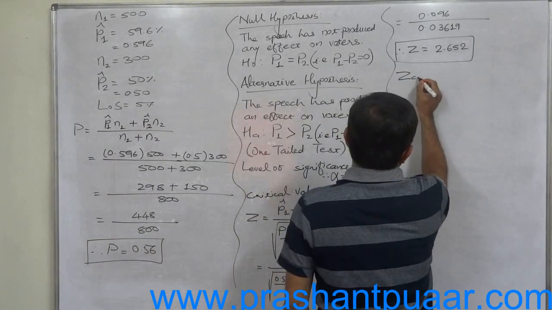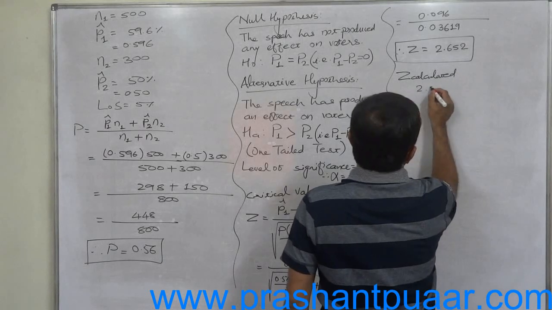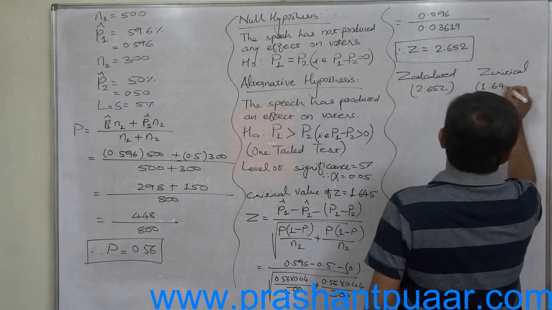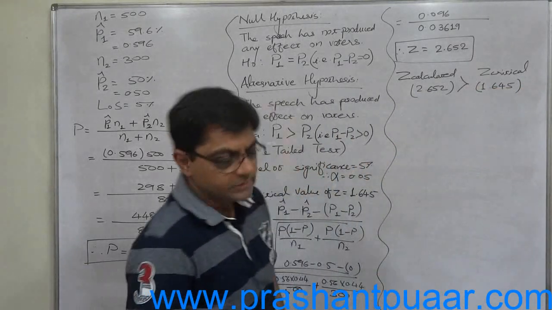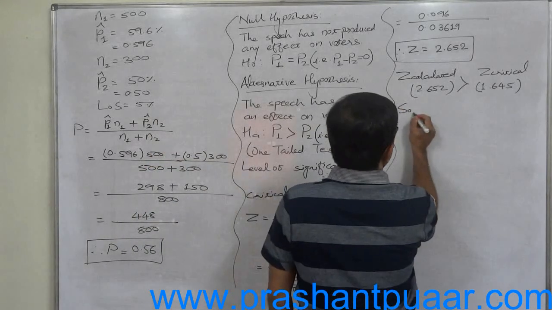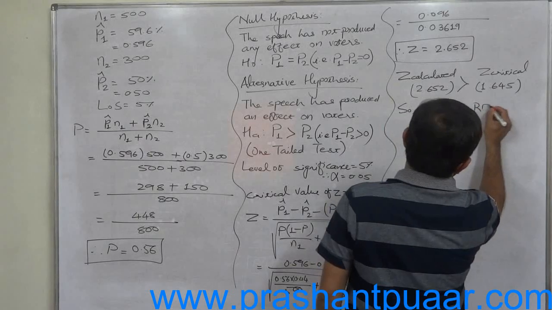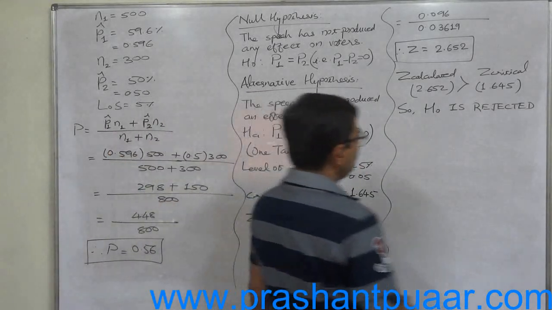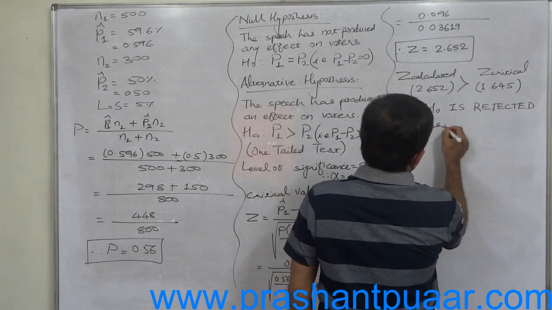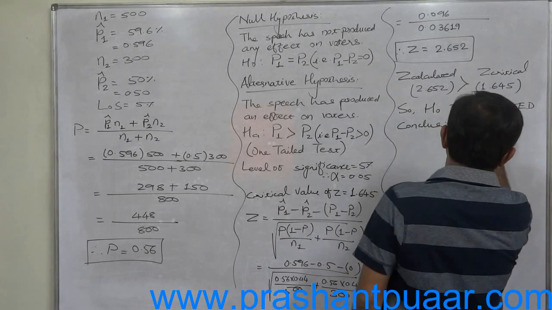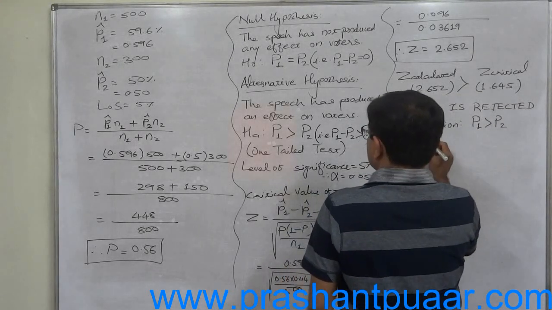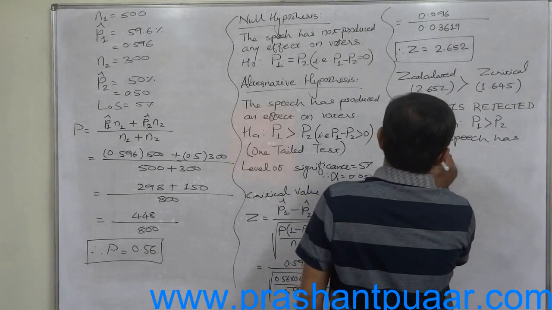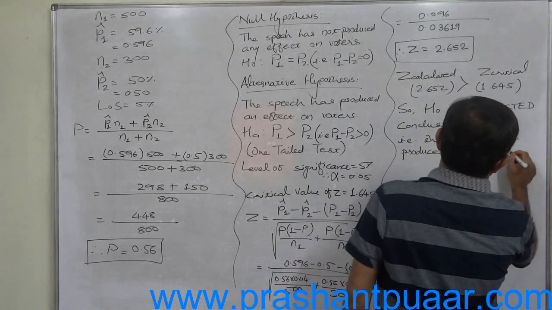So now the comparison: Z calculated is 2.652, Z critical is 1.645. That means the calculated value of Z is greater than the critical value, so the null hypothesis is rejected. The calculated value is greater than the critical value, so we have to reject H0. The conclusion is nothing but HA: P1 greater than P2, that means the speech has produced an effect on voters.